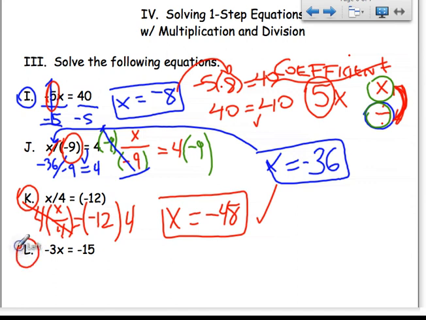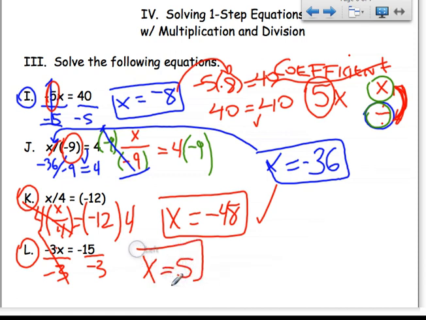Now L, you have negative 3 times x equals negative 15. Since I see multiplication, I'm going to be dividing both sides by the coefficient, which is negative 3. If I divide both sides by negative 3, my coefficients cancel, and x equals negative 15 divided by negative 3, which equals 5.